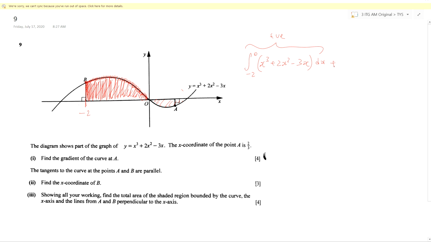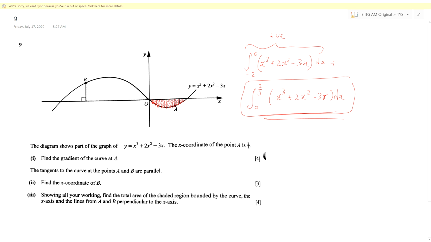Now we compare that to the second portion. When I integrate from 0 to 2/3, the same, let me put it at the bottom: 0 to 2/3, x cubed plus 2x squared minus 3x dx. What we are doing over here is similarly to add up all the y values. However, all these y values are negative y values. So if I were to add all these negative y values up, I will have a negative answer. So this negative answer from this definite integral represents the area that I am shading now, but it has a negative value.